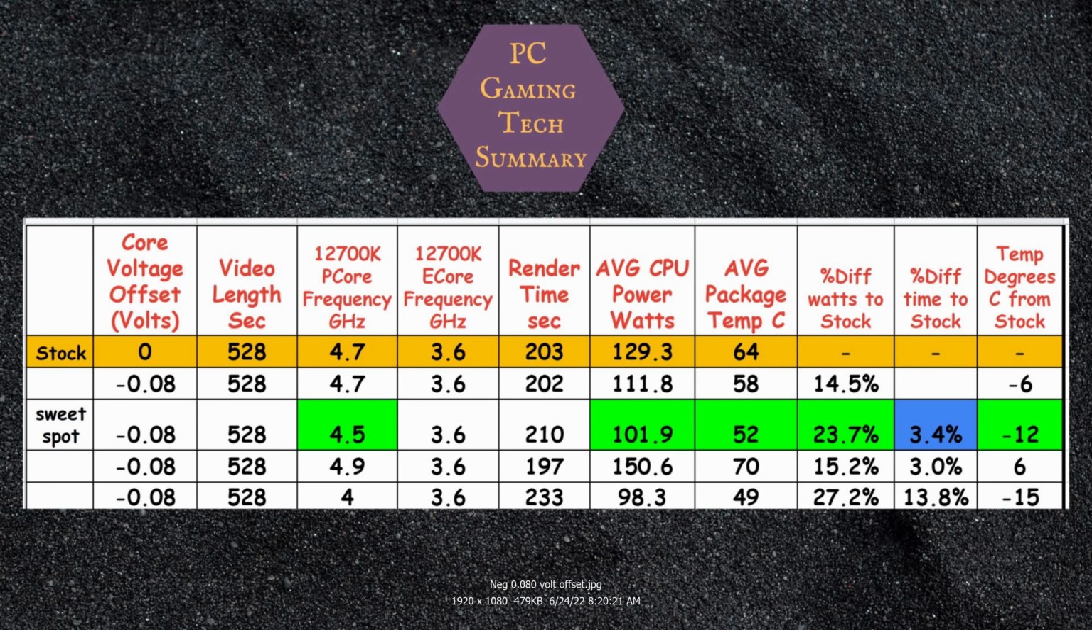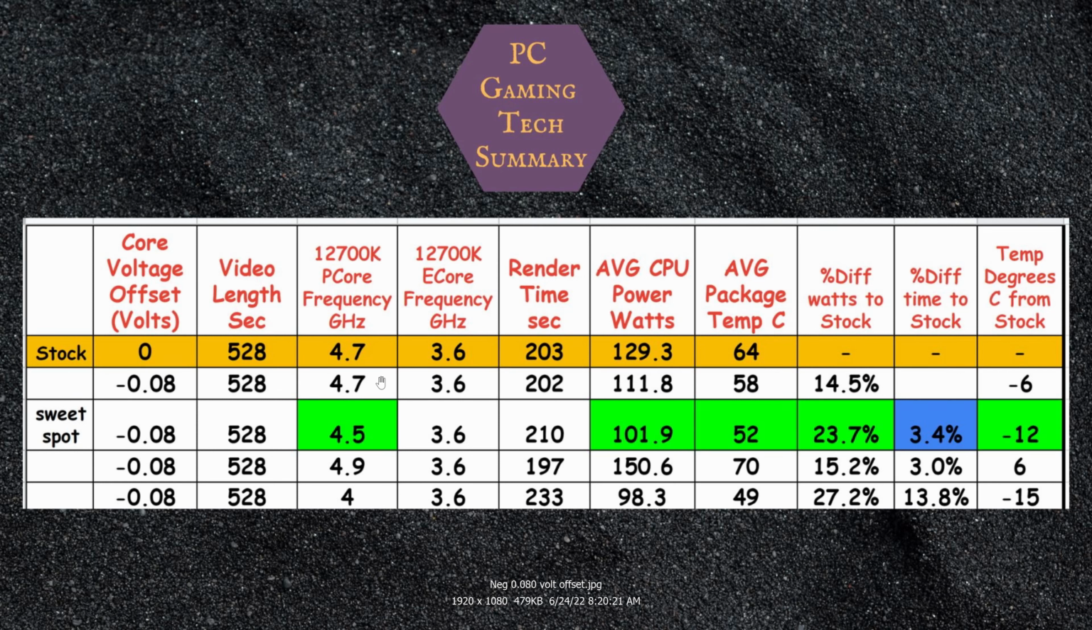Okay, so now I undervolted the CPU by 80 millivolts, which is 0.08 volts. And so it's an adaptive offset. I'll show you that in a moment. Of course, the video length is the same throughout.